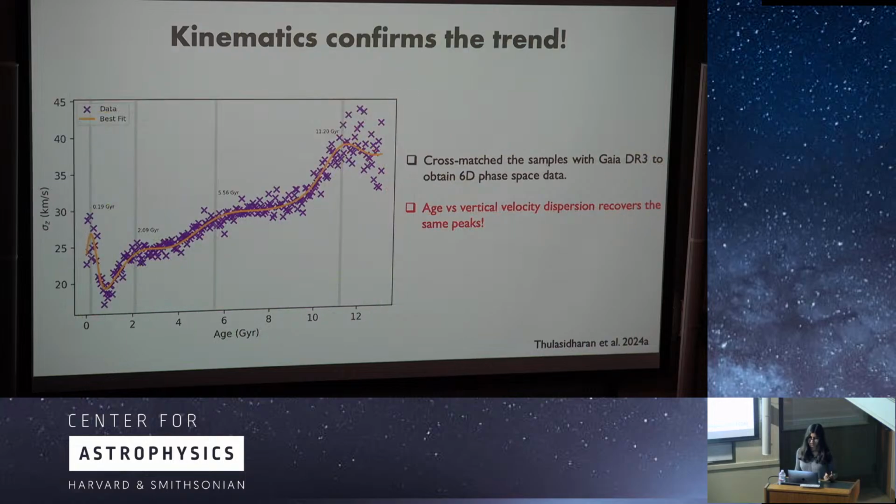We then also checked the kinematics. We divided the ages into bins and then calculated the dispersion in vertical velocities. And interestingly, the kinematics confirms the trend that we see in the age thickness relation in the data.